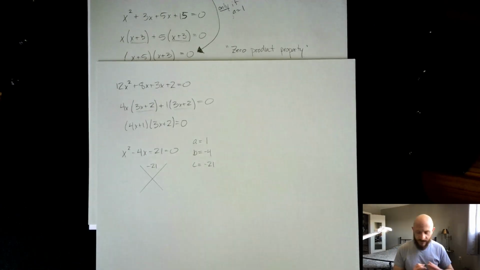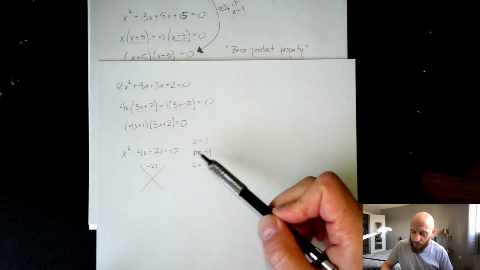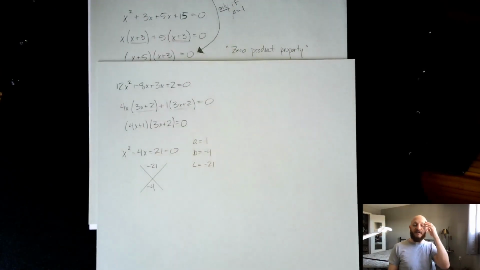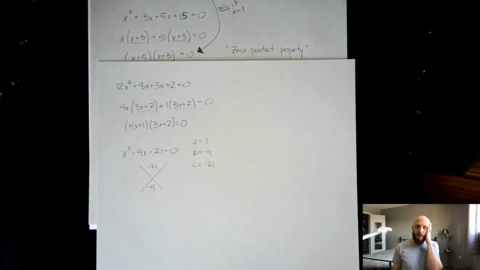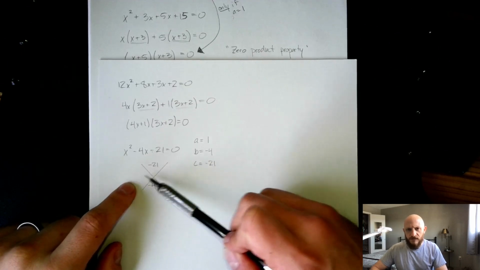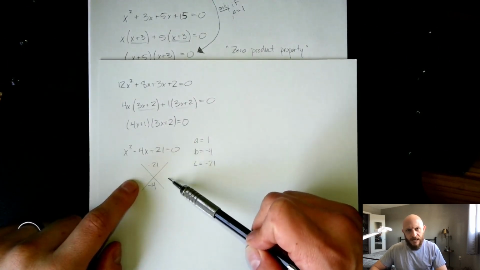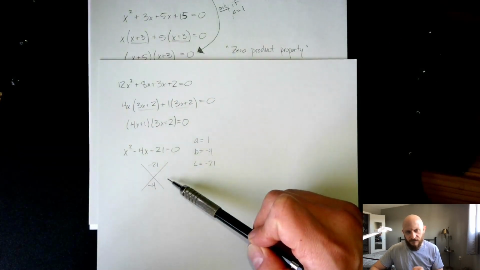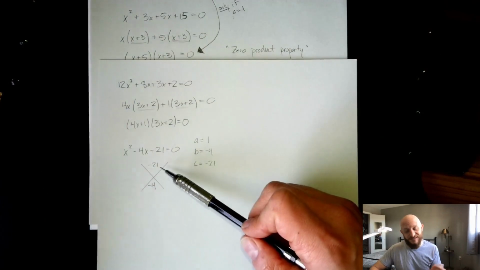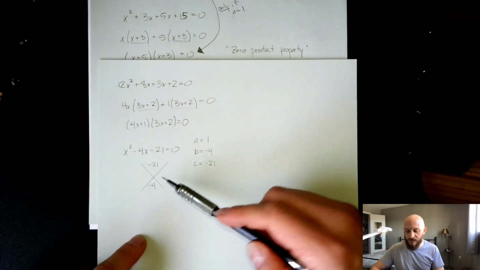So A is 1, C is negative 21. 1 times negative 21 is negative 21. B is negative 4. Two numbers that multiply to make negative 21, add to make negative 4. Well, the non-trivial factors of 21 would be 3 and 7. Can I combine those somehow where one is negative and one is positive? That's one thing to be thinking about here too: if AC is negative, that means one of these two numbers that I find will be positive and one will be negative, because positive times negative is the only way a product becomes negative. Positive times positive is positive, negative times negative is also positive. So if AC is negative, one of these is positive, one is negative.